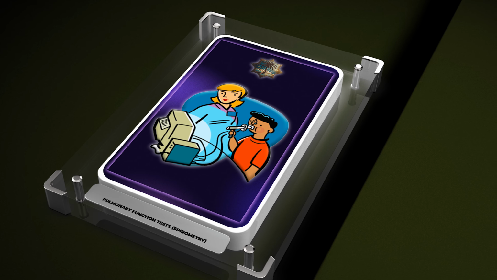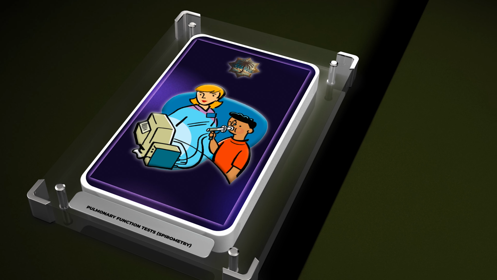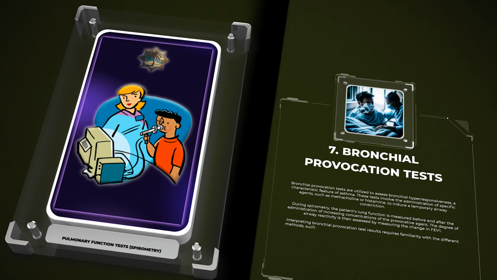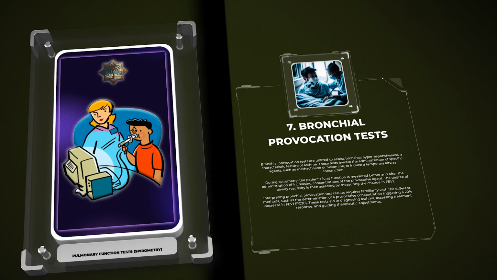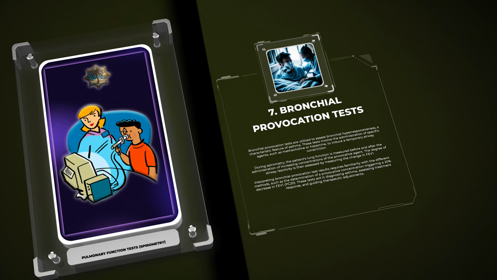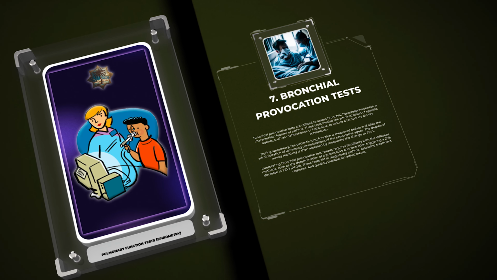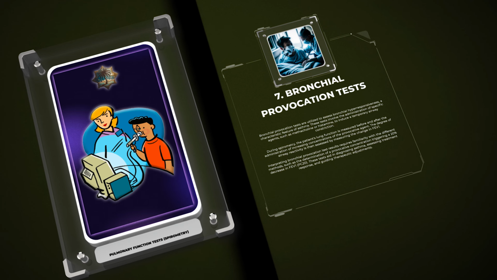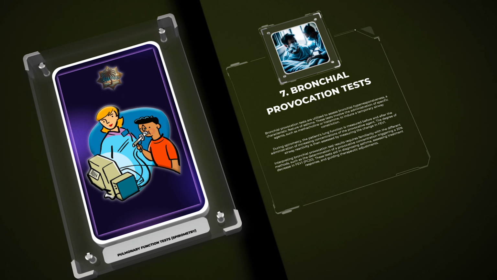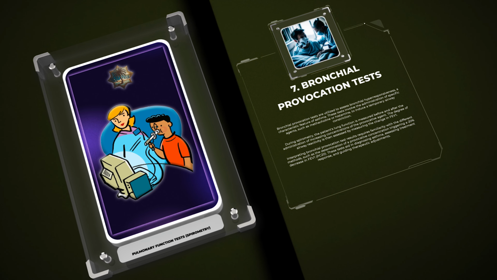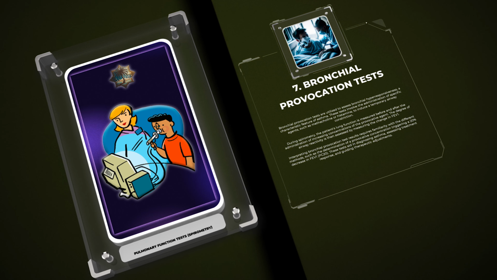Bronchial provocation tests are utilized to assess bronchial hyperresponsiveness, a characteristic feature of asthma. These tests involve the administration of specific agents, such as methacholine or histamine, to induce a temporary airway constriction. During spirometry, the patient's lung function is measured before and after the administration of increasing concentrations of the provocative agent. The degree of airway reactivity is then assessed by measuring the change in FEV1.